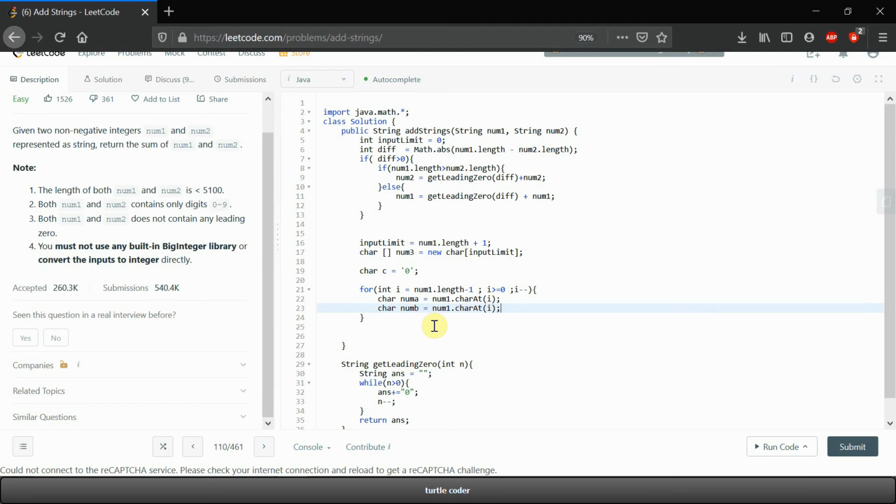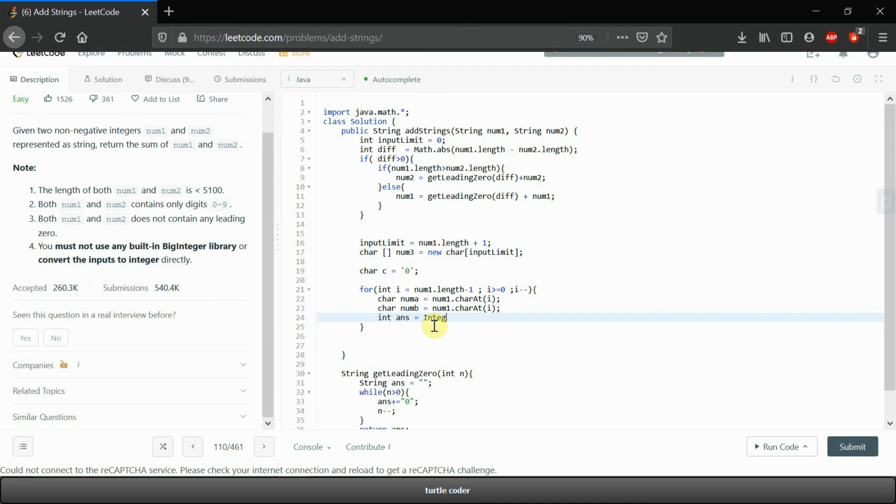The problem is I have these characters and I have to add those characters. What is a better way to do it? So int answer equals Integer.valueOf of the character, plus value of carry, value of num a, and value of num b. So I think that would work. Num a, num b, and I have my answer in an integer.